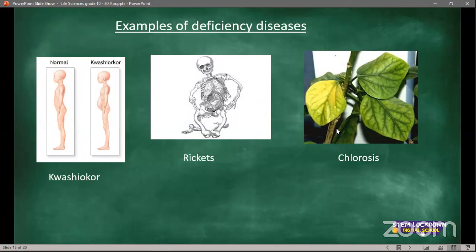And this is chlorosis. As you can see, these leaves here are green in color, and this one is yellow. So it's due to chlorosis. It means that we have a deficiency of phosphorus, for instance.